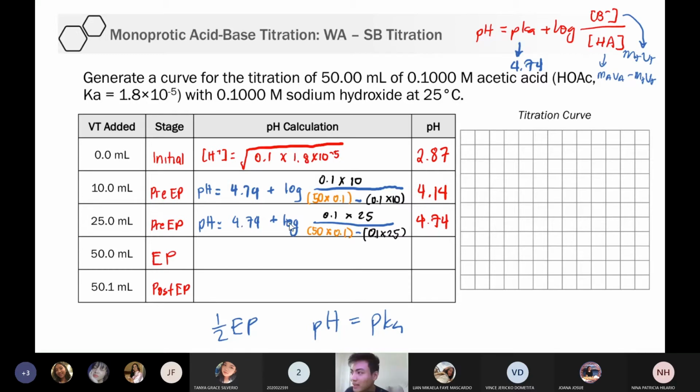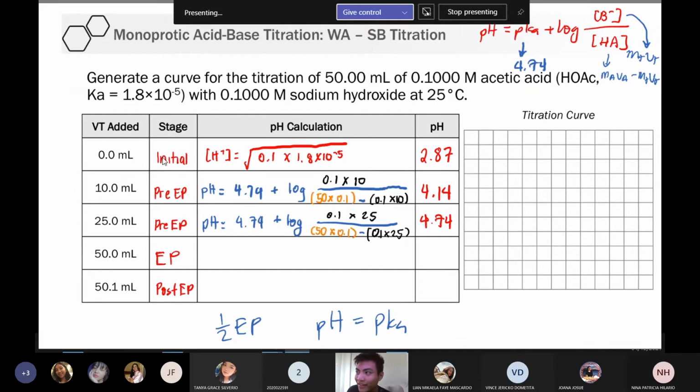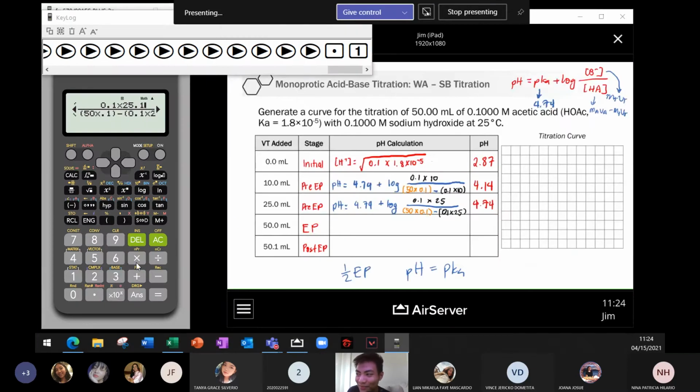Bakit? Sige. Kasi, ganito. At half the equivalence point, what happens is that the moles of the conjugate base and the moles of the acid are equal. True yon? Totoo ba yon? Tignan natin. What's 0.1 times 25? Siyempre, di ko kaya mag-mental. 0.1 times 25 na nga lang. Di pa minental, no? Okay, so, sige na.